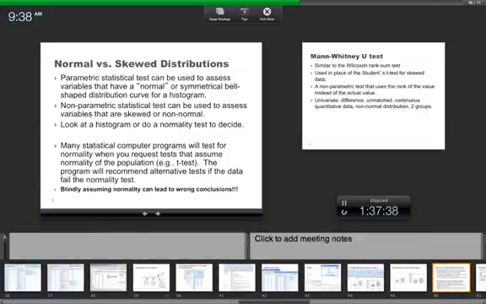Okay. So one thing about SPSS is we need to be careful that it does not do this automatically. It does not perform the normality test automatically. So you need to take a look at the distribution of the data before you decide to pick the t-test in SPSS.